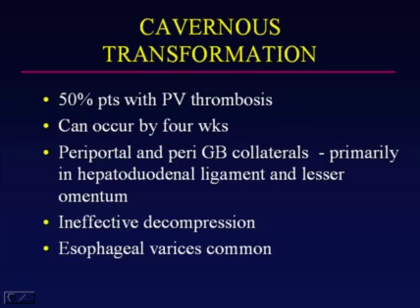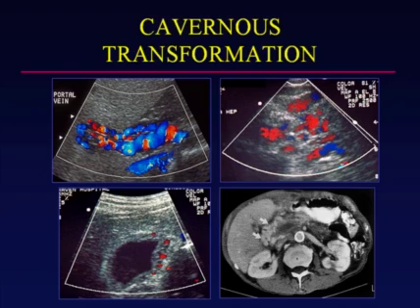And it is due to the development of periportal and perigallbladder collaterals, so collaterals within the gallbladder wall. And these occur primarily within the hepatoduodenal ligament as well as the lesser omentum. These do not work particularly well in terms of decompressing flow around the liver, and so it is very common to see esophageal varices in patients with cavernous transformation of the portal vein.